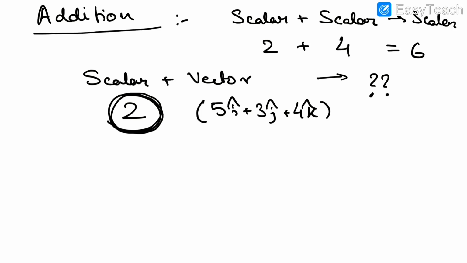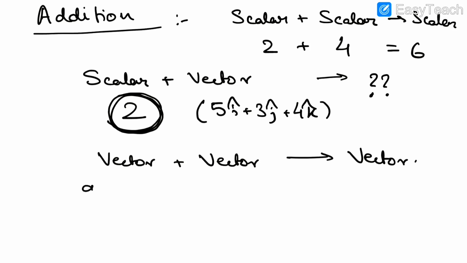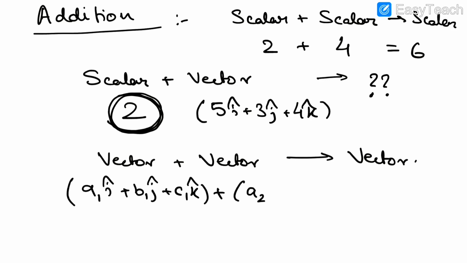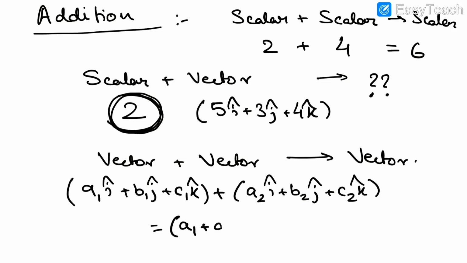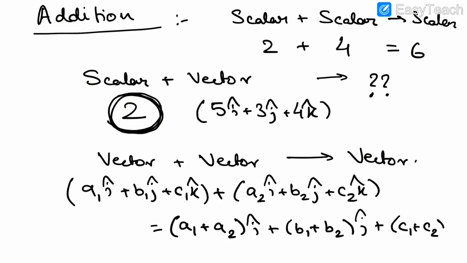Now what about addition of vectors? What about vector plus a vector? It will give you a vector quantity. How? a1 i cap plus b1 j cap plus c1 k cap is one vector, and you are adding it with a2 i cap plus b2 j cap plus c2 k cap. When you add these two, the individual components get added. Only the i components get added together, the components along j get added together. b1 and b2 are called the components along y, or the j direction, plus c1 plus c2 k cap. So this is the final thing that you are getting.